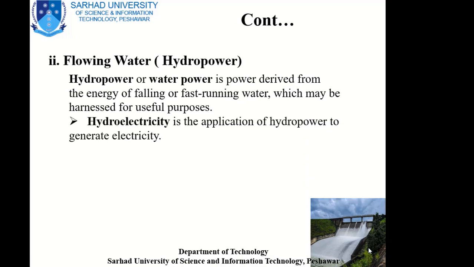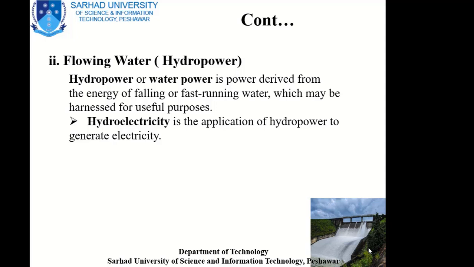So hydropower or water power is power derived from the energy of the falling or fast running water. So the water may fall, like you see in many waterfalls, and if you construct a dam and you raise the level of water, it stores some potential energy. Or the other way is the fast running water.